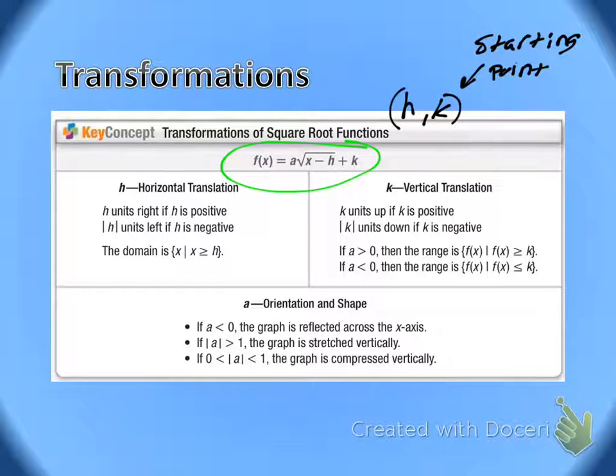Square root graphs actually have a point at which they start. This doesn't go on forever and ever like lines do, like quadratics do, like polynomials do. Square root functions actually have a starting point. Now they go on forever after that. But that's it.